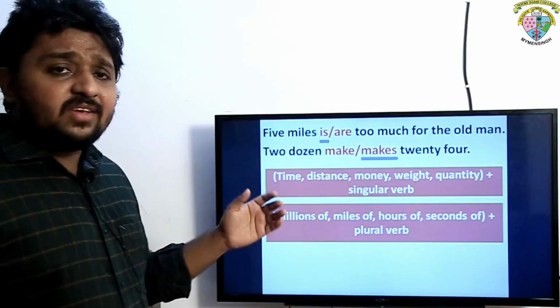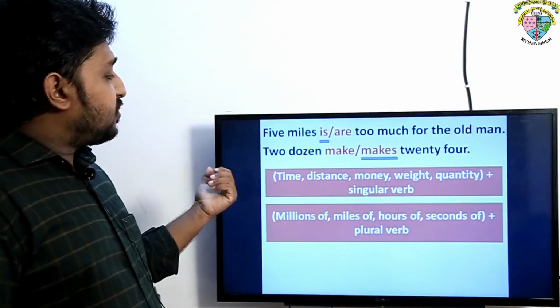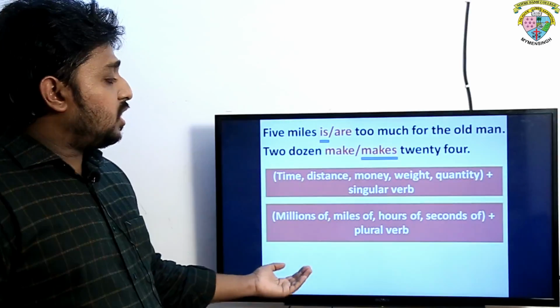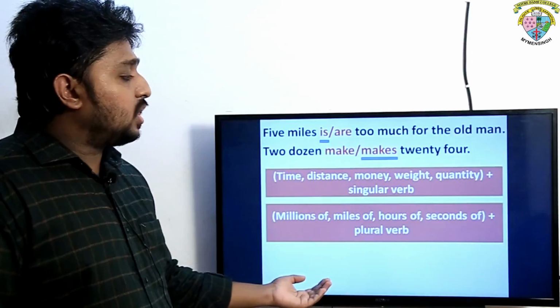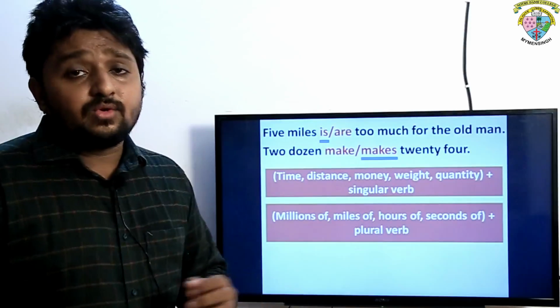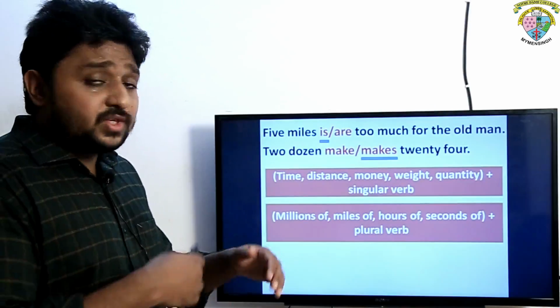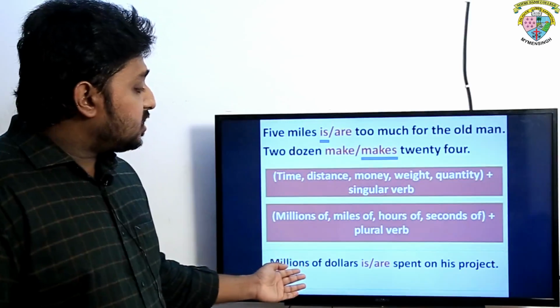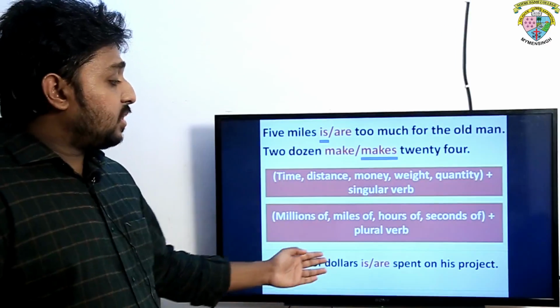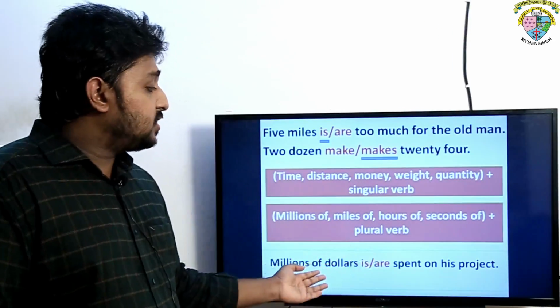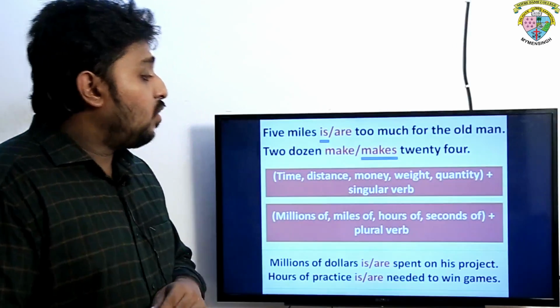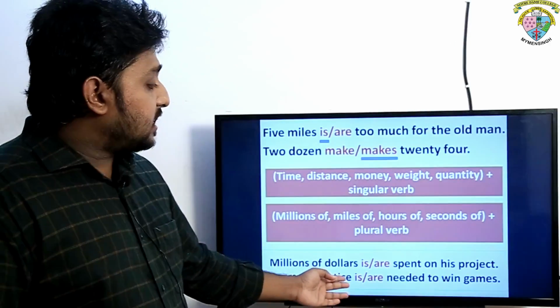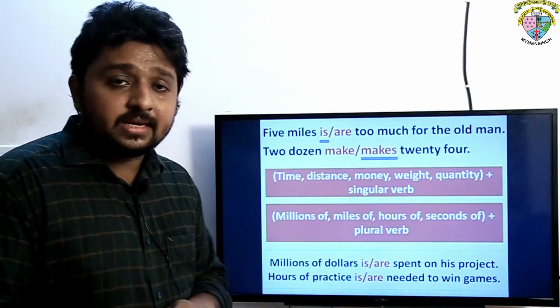But you have to remember, if you see before the subject or before the nouns millions of, miles of, hours of, or seconds of, then you have to use a plural verb. It's an exceptional thing actually. So you can get millions of dollars. That time you have to use are. Millions of dollars are spent on his project. Hours of practice are needed to win games.